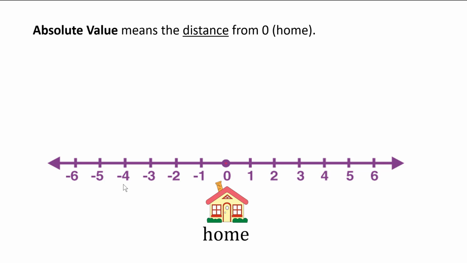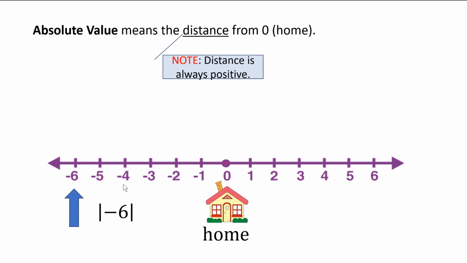If you think about 0 as being home, when you say absolute value of a number, you just want to know how far from home you are. You don't care which direction. So if you are talking about distance, that means it's going to be a positive number.